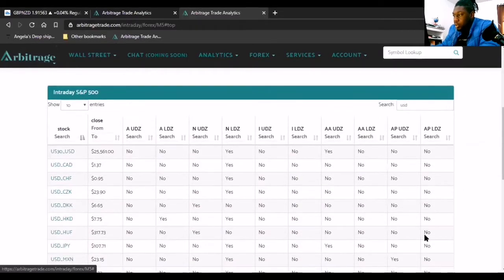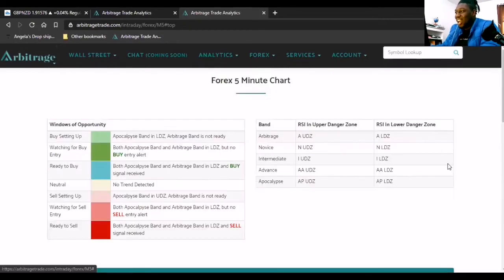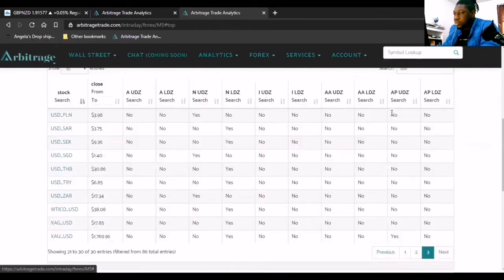So no. Have a lot of no's. USD Mexican tacos is at the upper danger zone on the 5-minute. So that's something we'll watch out for. I haven't even paid attention to tacos in the past 2 weeks. Surprise, surprise. All right. So no. Yes on gold. Damn, gold. Gold, 5-minute upper danger zone.